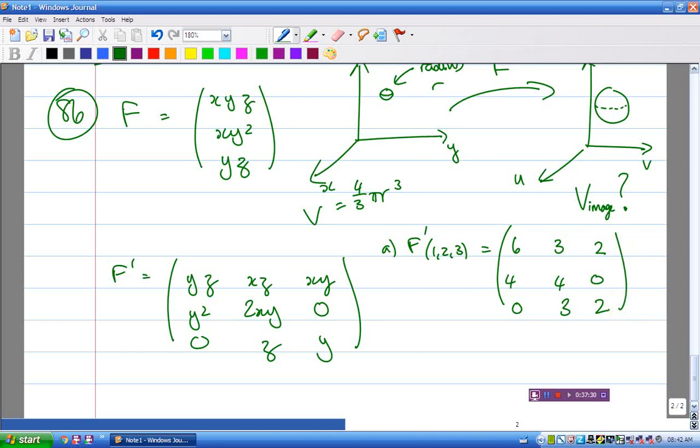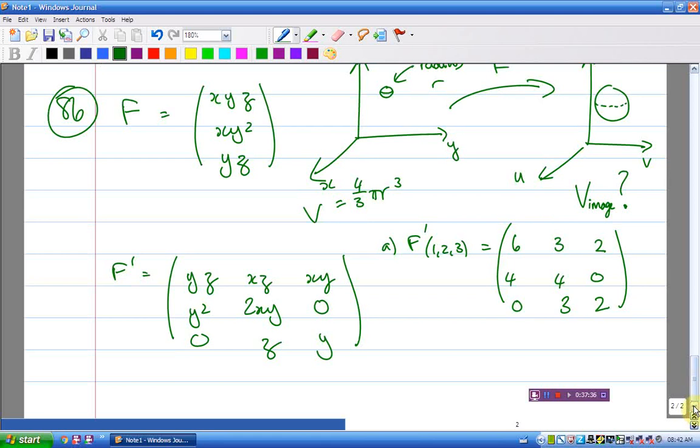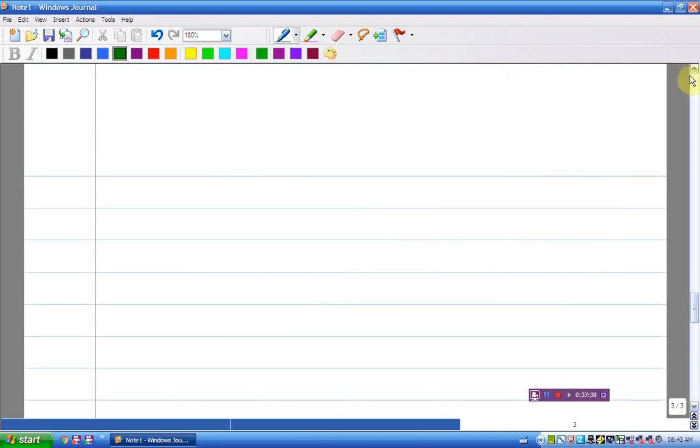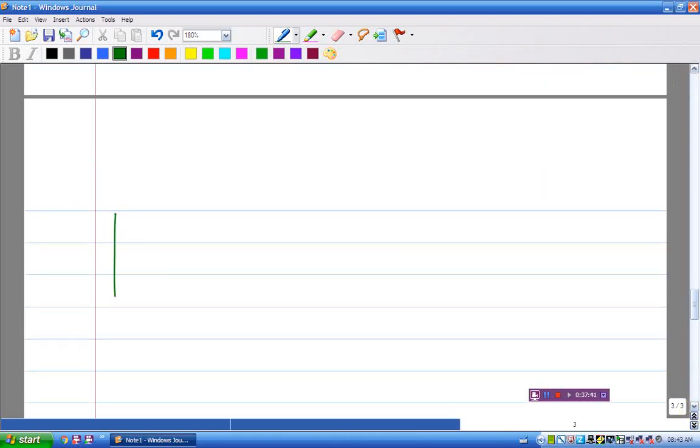Okay, let's slow right down and work out the determinant of a 3 by 3 matrix. I'm going to do a page jump. I have to because I've run out of space. But I will repeat the matrix. What was it? It was 6, 3, 2, 4, 4, 0, 0, 3, 2. Let's work that out.